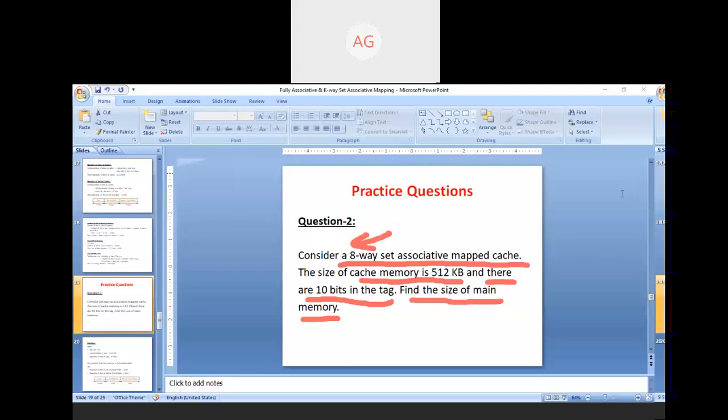So what is the answer, Aditi? Okay, so let us see whether our answer is correct or not. The size of the main memory is 2 to the power 26. So let's see how we are going to solve this question.